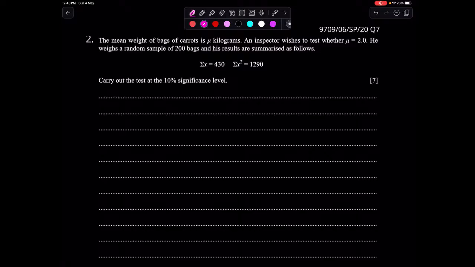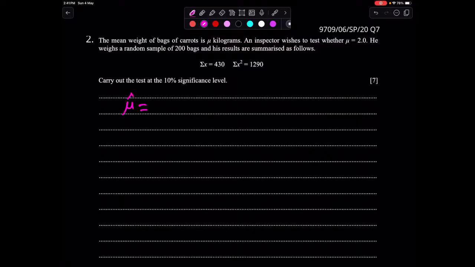Now, question number 2. Alright, so the mean weight of bags of carrots is mu kilogram and inspector wishes to test whether mu is 2.0. This is a two-tailed test, whether 2.0 or not. So H0 has a not equal sign. H1. This is H0 and this is H1. And this is the sample size. This is the data for unbiased estimates. So we have to find unbiased estimates here.